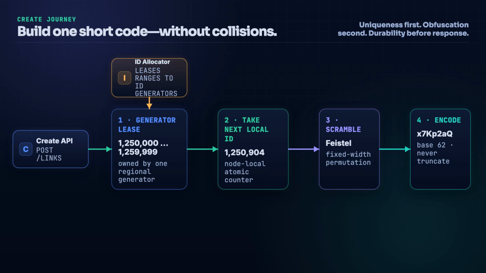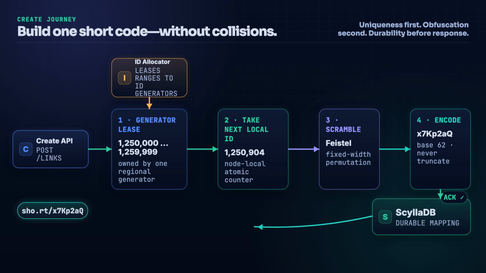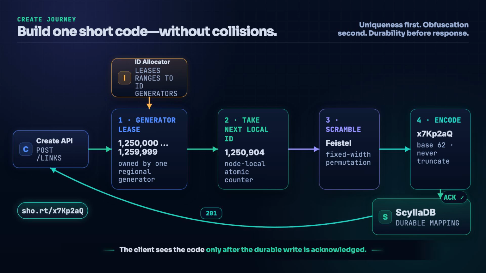The result is a short code such as X7KP2AQ. The service writes code, long URL, owner, and status to the durable mapping store. Only after that write succeeds do we return the short link. Non-overlapping generator leases guarantee uniqueness. Feistel hides the sequence. Base 62 makes the result compact.